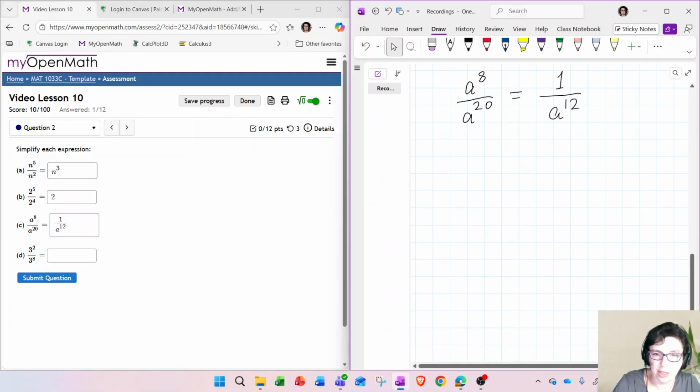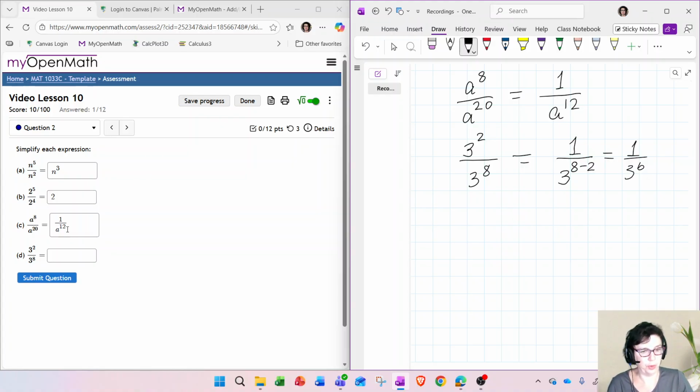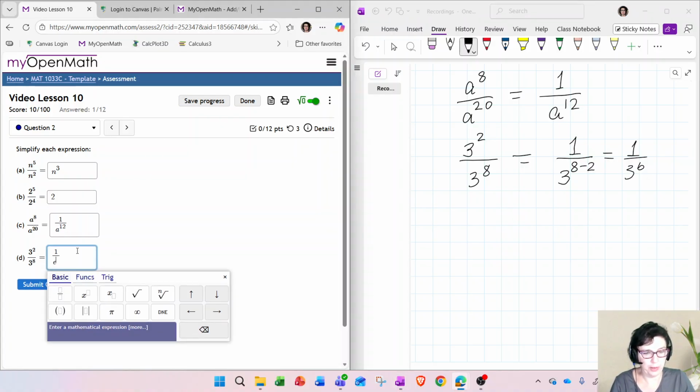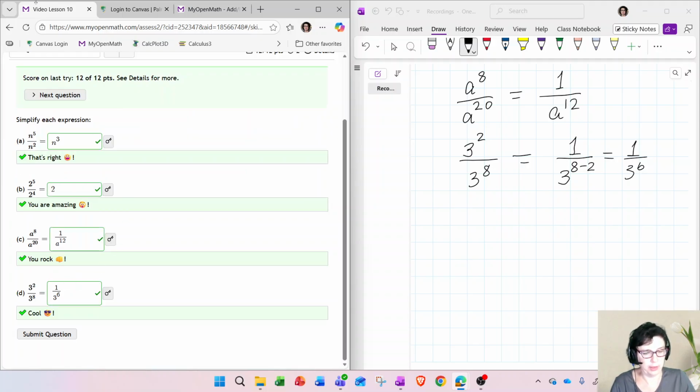Finally, let's do the last one. 3 squared divided by 3 to the 8th power. Again, the bottom has a larger power, right? Because 8 is more than 2. Then we're going to get 1 over 3 to the power, now subtract the exponents. 8 minus 2. What do you get? You get 6, right? And so that will become 1 over 3 to the power 6. Now, maybe you can compute what that is. Let's see if it accepts it. Yeah, it accepted it, so we're good.